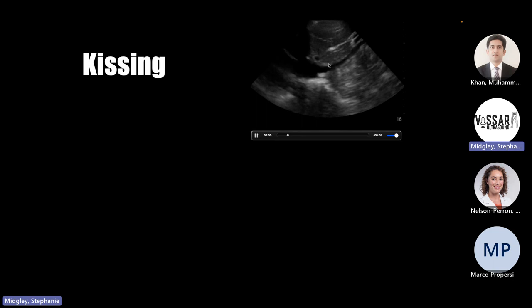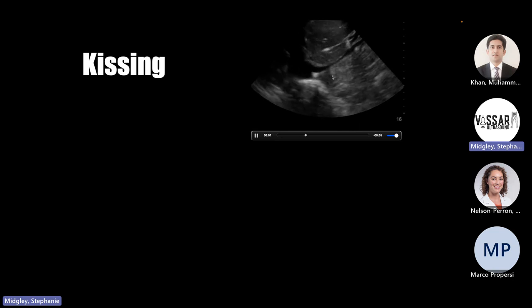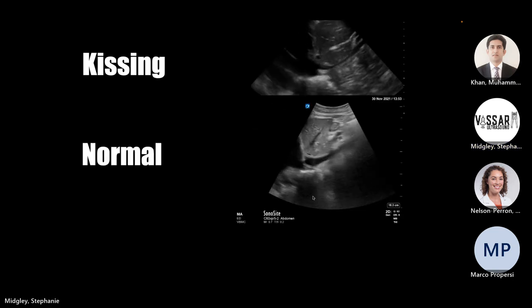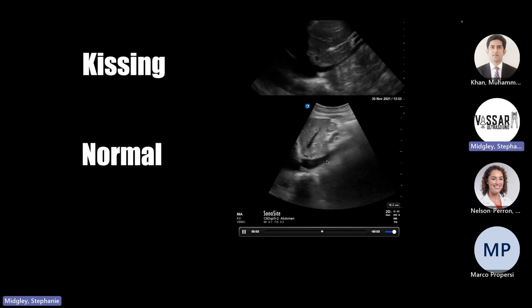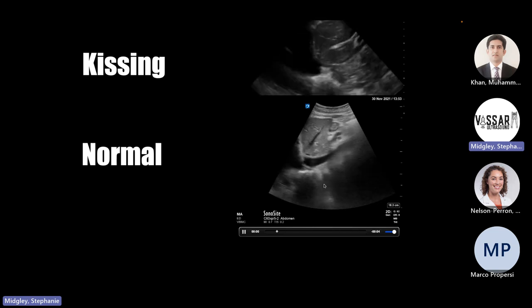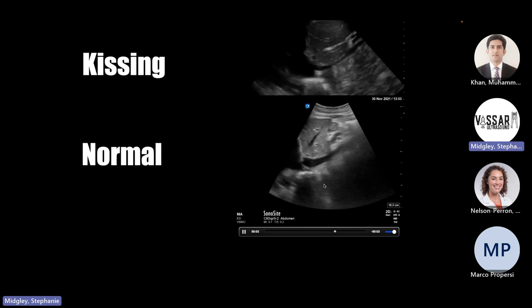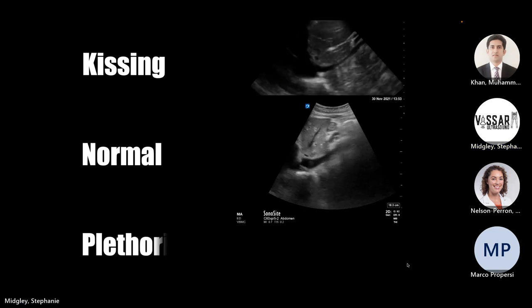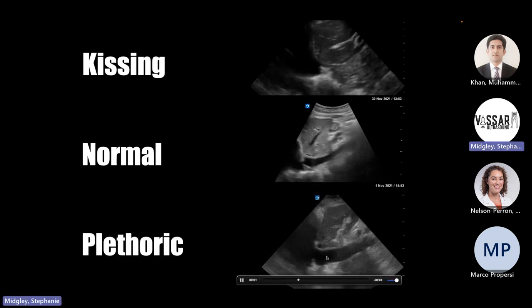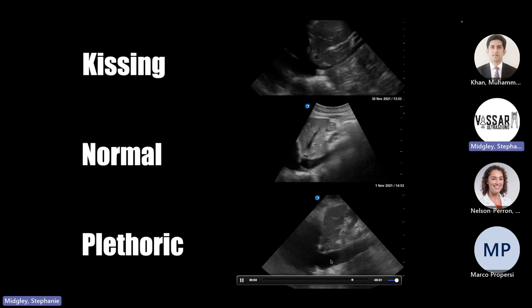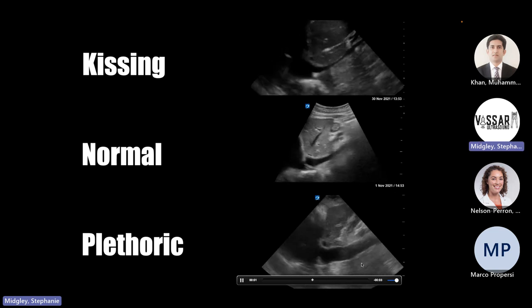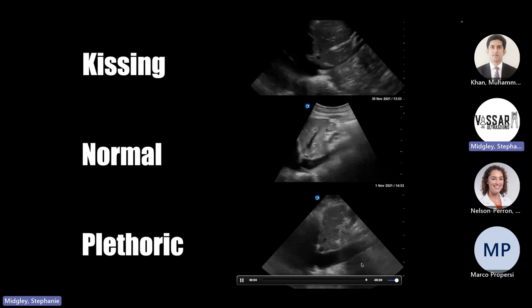So our eyes are tracking right here. If the walls are touching, their CVP, or the filling pressure, is very low, right? We're like 3 to 5. If there's some respiratory variation, but not more than 50%, their CVP is pretty normal, so 5 to 8. And if it's over 2 centimeters and there's no variation when they breathe, then their CVP is high. So it's usually above 12.